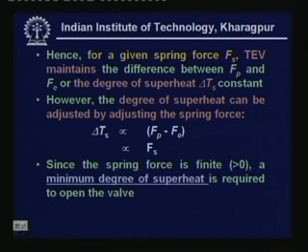Since the spring force is finite, a minimum degree of superheat is required to open the valve. Once you have the spring, it always exerts a finite amount of force. It can never become 0, right? That means Fs is always greater than 0. Fs greater than 0 means Fp minus Fe is always greater than 0. That means Pp minus Pe is always greater than 0, and Pp minus Pe greater than 0 means the degree of superheat should always be greater than 0. That means you should have a finite amount of superheat, and only then can the valve open. So that is the meaning of this.